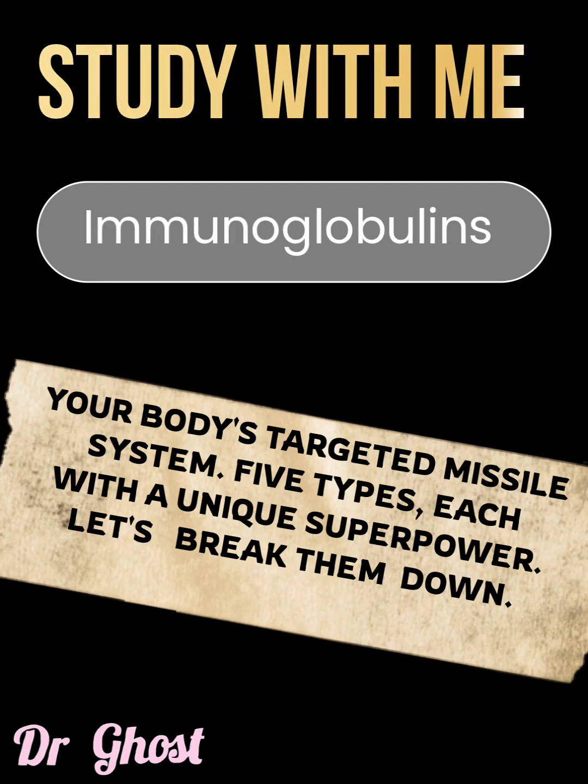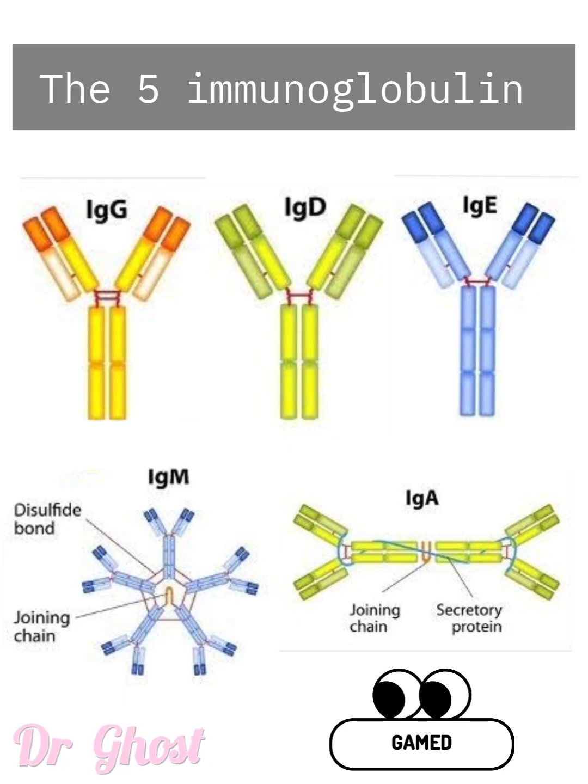Study with me: immunoglobulins. So these are the 5 immunoglobulins, and I usually remember them using the mnemonic GAMED: IgG, IgA, IgM, IgE, IgD. And I hope this helps you remember as well. Now we're going to take a look at the immunoglobulins one by one.